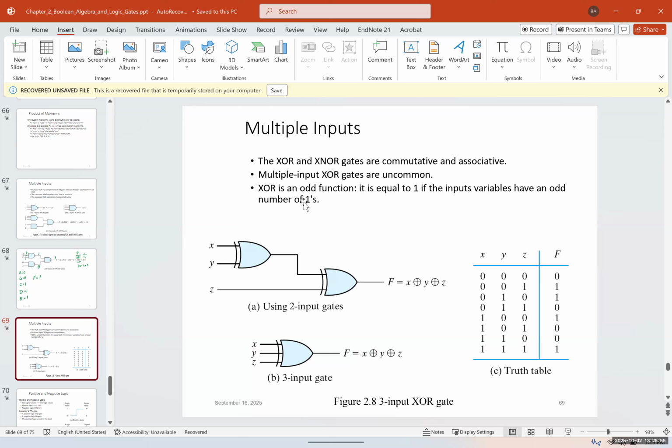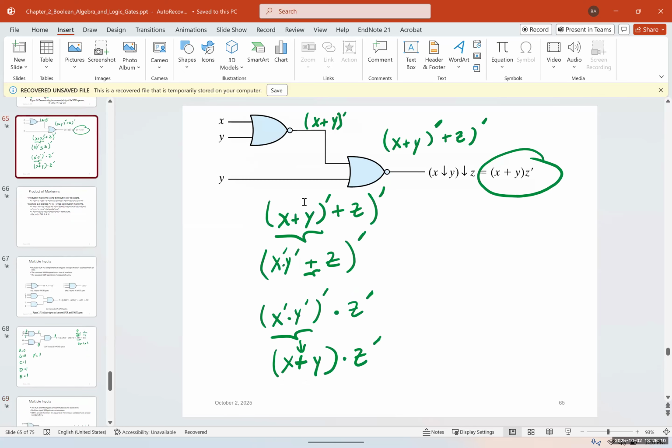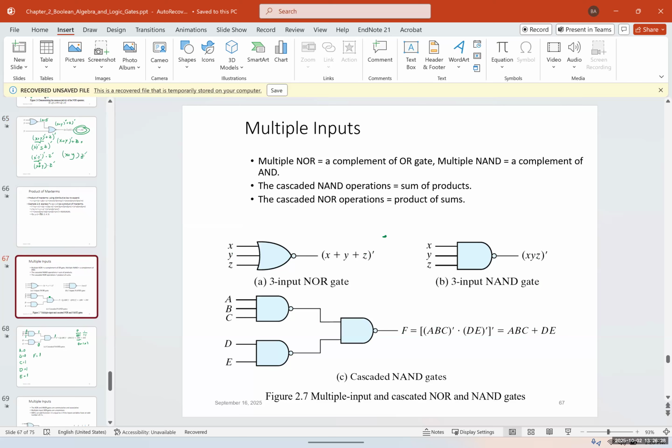This shows a 3-input XOR gate. By the way, A and B are equal. For the NOR gate and NAND gate, they were not equal. Let's go back one step. So you can see that if we had 2 NOR gates, X plus Y NOR with Z, the result would be X plus Y times Z prime. But in a 3-input, it was X plus Y plus Z prime.